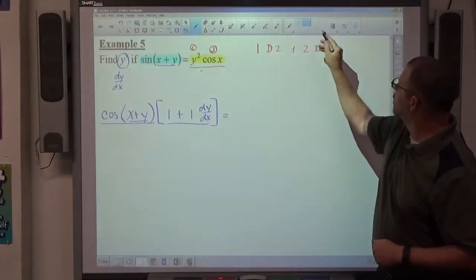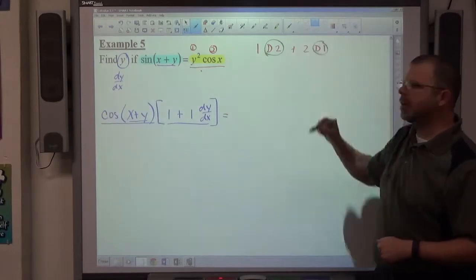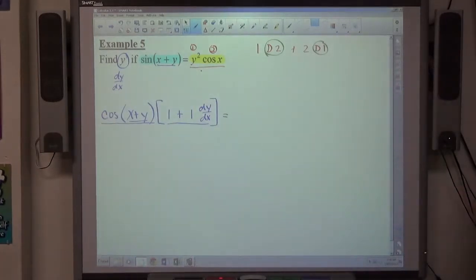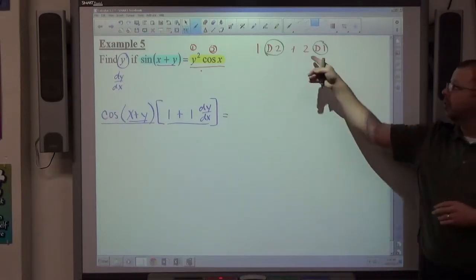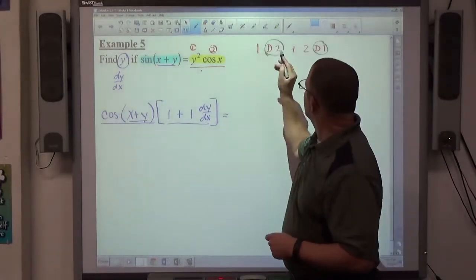And as was discussed on Thursday, d2 and d1 is when I'm differentiating. That's when I worry about whether I need a dy dx or not. When I write down 1, I don't care about dy dx, I just write it down. When I write down 2, I don't care about dy dx, I just write it down. So, looking at this, let me use some different colors here.